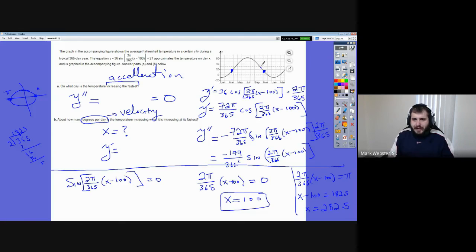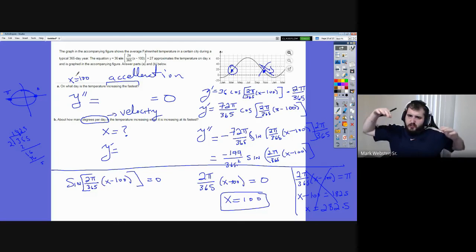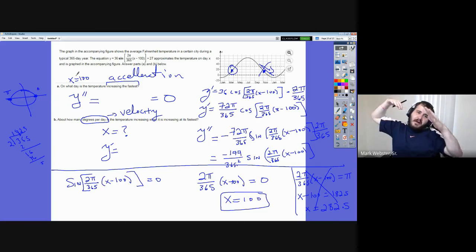Well, but this is going downward. We don't want any decreasing. We want it to be increasing. We want that one. So this one is bad. We don't care about it. So on what day is the temperature increasing the fastest? The 100th day of the year. And that makes sense, right? Because that's sort of right where spring is, and the temperature's increasing at the fastest rate before it starts to slow down as it gets to summer. That makes a lot of sense. So part A is 100.